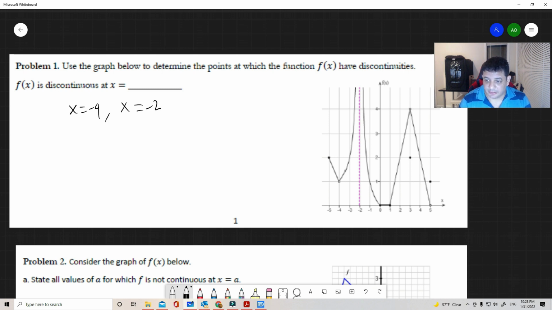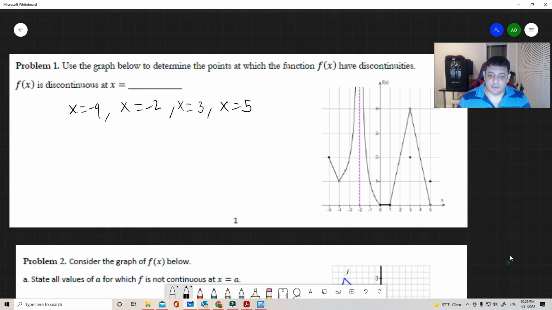There's a hole, and clearly the function is defined over here. So this break is going to be another discontinuity, x equals 3. And finally, at x equals 5, we can see that there's a discontinuity because the definition of the function is different from the limit.